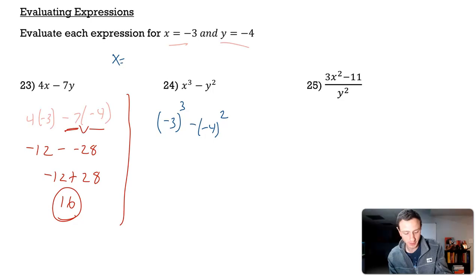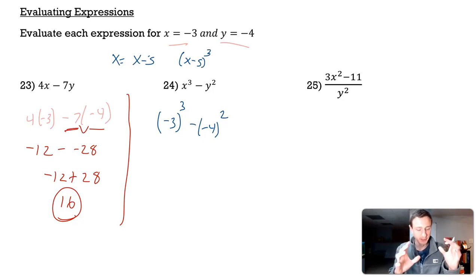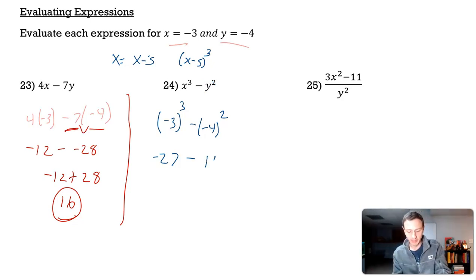Let's just say x was equal to x minus 5. What we would write is x minus 5 being raised to the third power. Parentheses around x minus 5 because x minus 5 wants to be raised to the power. So even if it's just a singular number, this could be negative 3 to the third power, which we already talked about. That's negative 27. Minus negative 4 squared. That's negative 4 in parentheses because, again, the y is being squared. So negative 4 times negative 4 is positive 16.